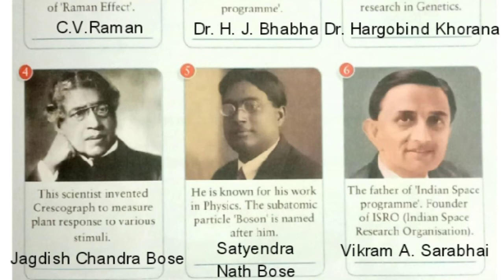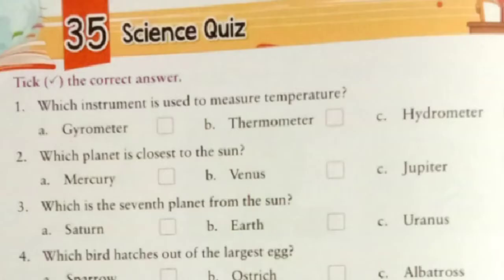Now let's move to our next exercise given on page number 46. So scholars, here is our exercise number 35, science quiz. Here we have to tick right the correct answer. So let's start with our question number 1. Which instrument is used to measure temperature? Yes, you are right, it is thermometers. So please put a right tick here.